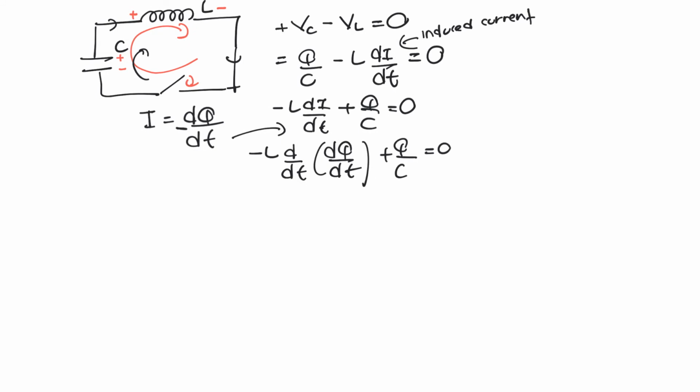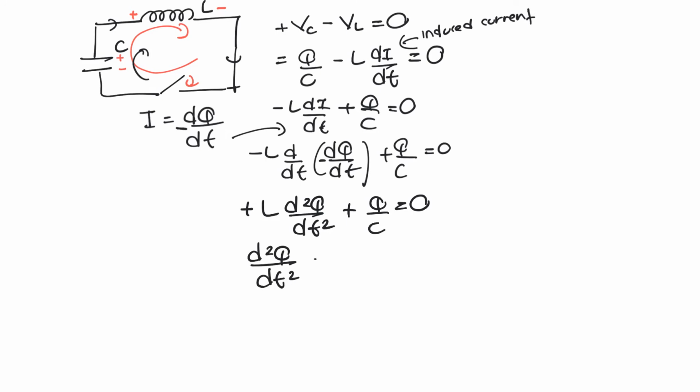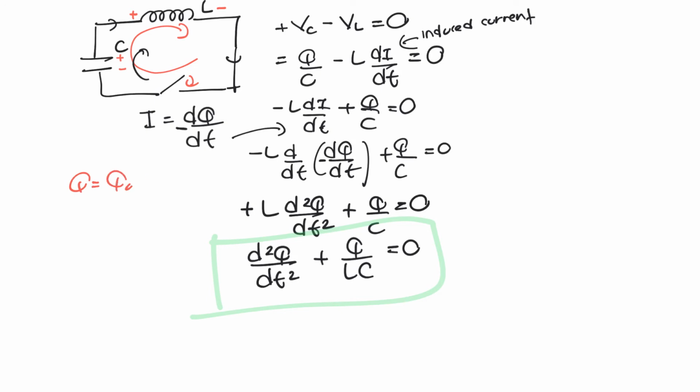Since there's also a negative over here, you get positive L d squared q over dt squared plus Q over C equals 0. You divide everything by L, and you get d squared q over dt squared plus Q over LC equals 0. I think you're familiar with this pattern, which is the formula for oscillation. So we use here q equals q naught cos(omega t plus phi).